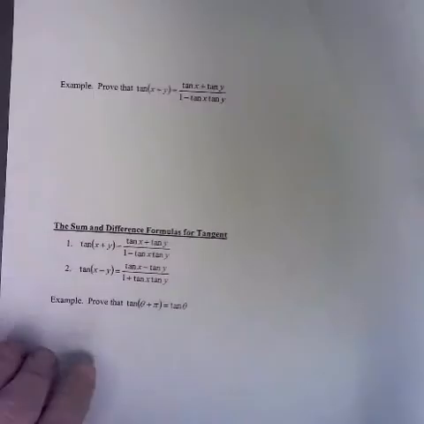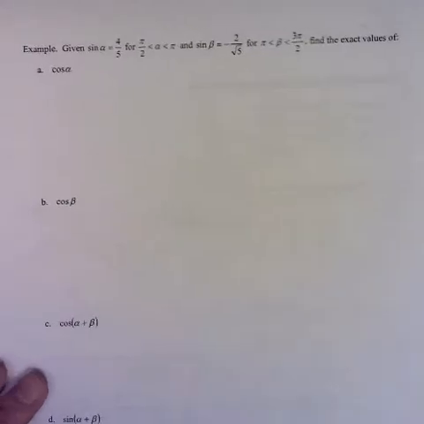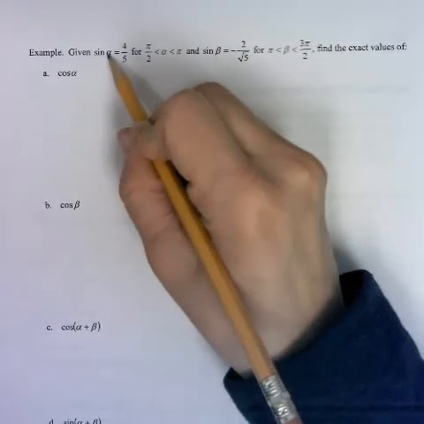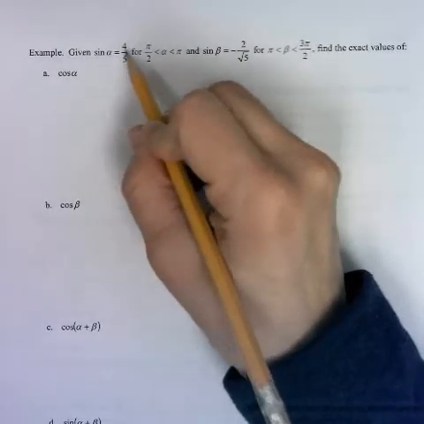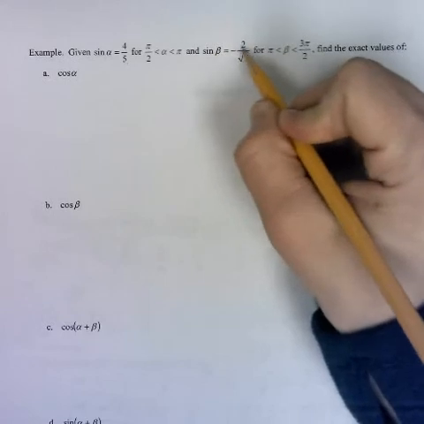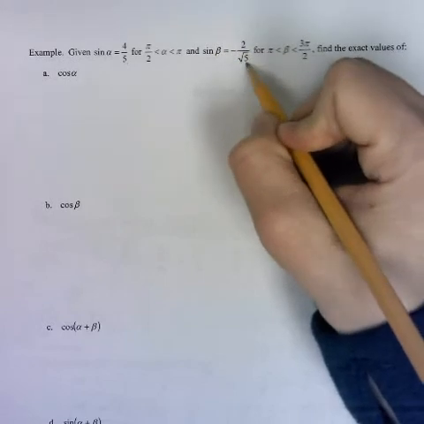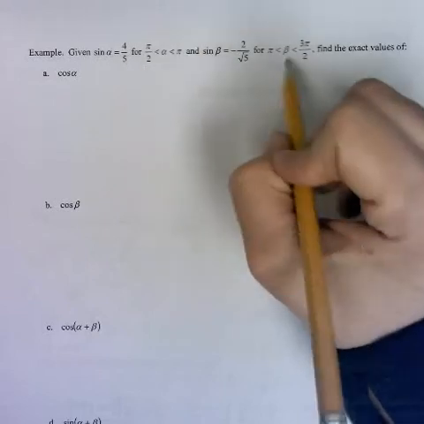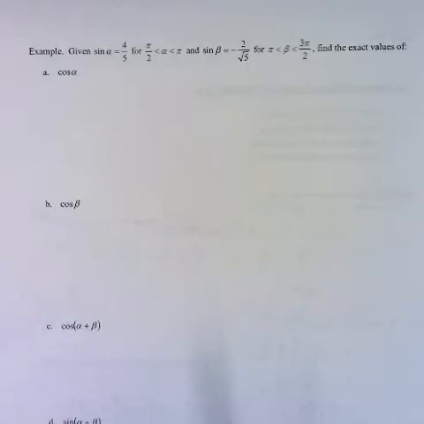Okay, here's another type of example. This time we're given the sine of alpha is 4/5. Sine of beta is -2 over the square root of 5. We're also told which quadrants alpha and beta lie in. So the information here is different than what we were given back here.